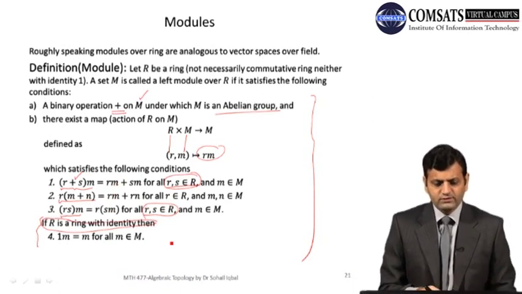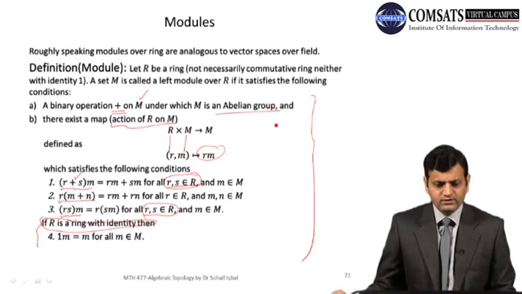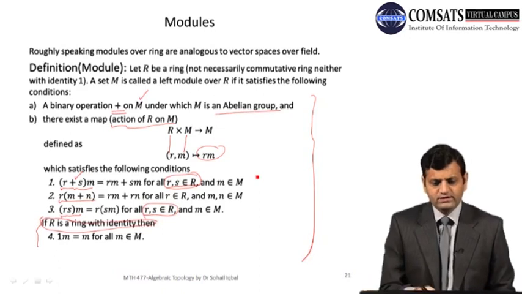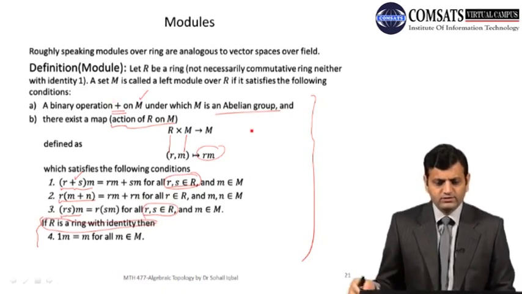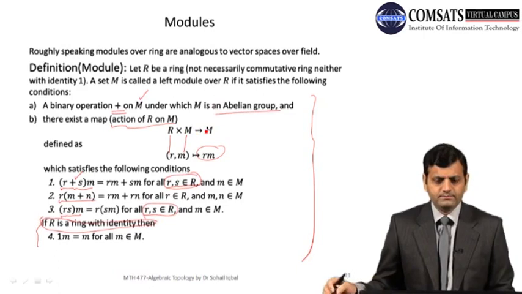Okay, so if you know what is an action of a group on a set, then you will see that it satisfies the definition of action. So that's why we call it action of R on M. But if you don't know what is action, then you don't need to worry about it, because we are not going to use it in future, but we are just going to call this operation as action of R on M.